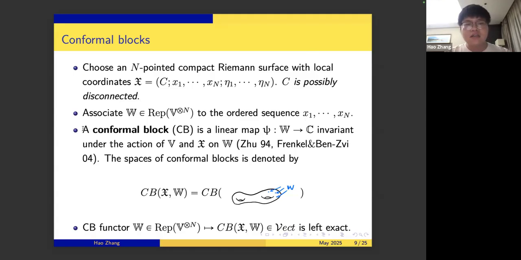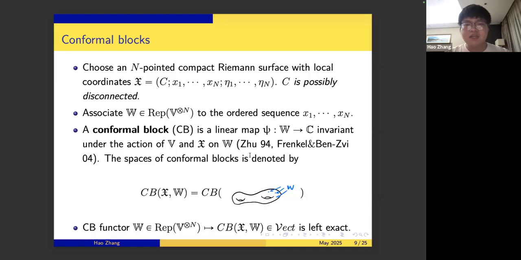So the definition of a conformal block is like this. A conformal block is a linear map phi from W to C, which is invariant under the action of V and X on W. This definition is originally due to Zhu and Frenkel-Ben-Zvi, but it is a little different from their definition because we associate a V tensor n module to the ordered sequence. They associate each V module to each marked point.